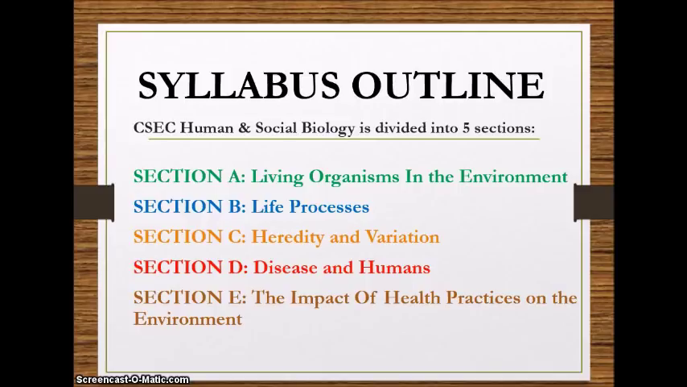Section A, living organisms in the environment. Section B, life processes. Section C, heredity and variation. Section D, disease in humans. And section E, the impact of health practices on the environment. So we're gonna break down the topics that you should know in each of these sections.